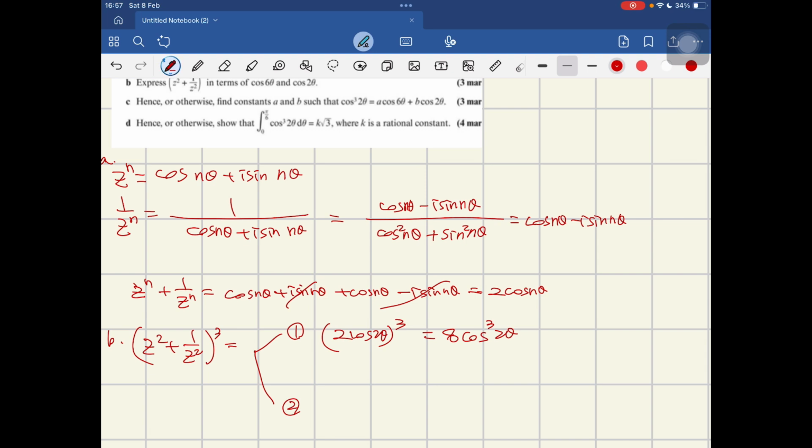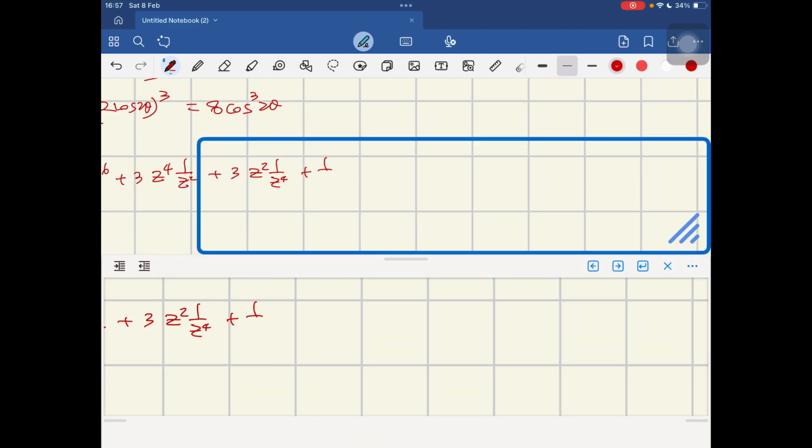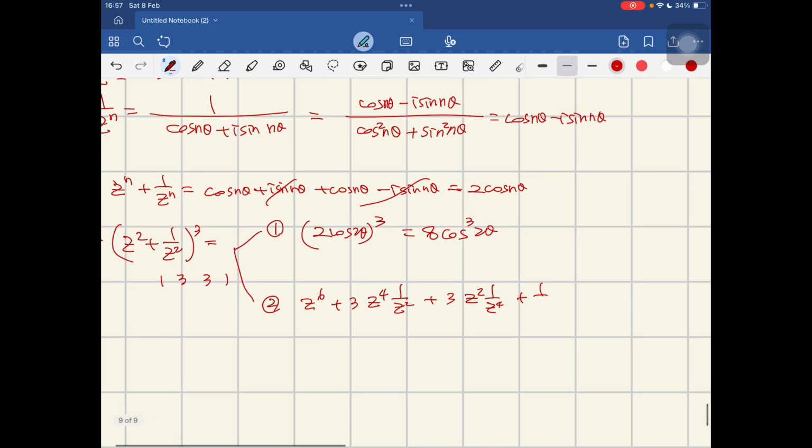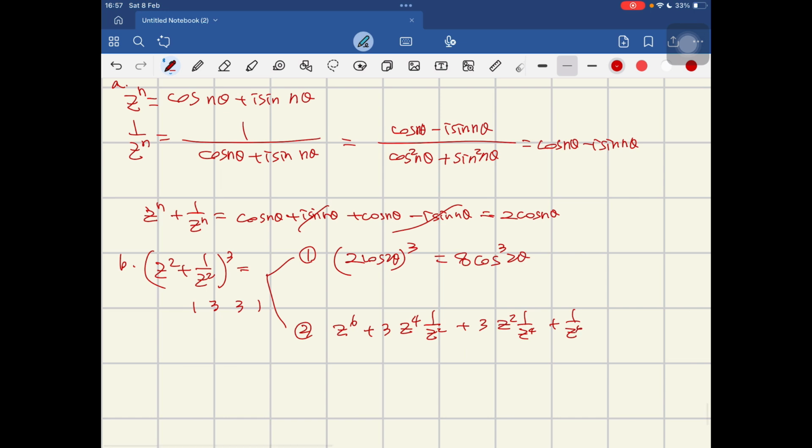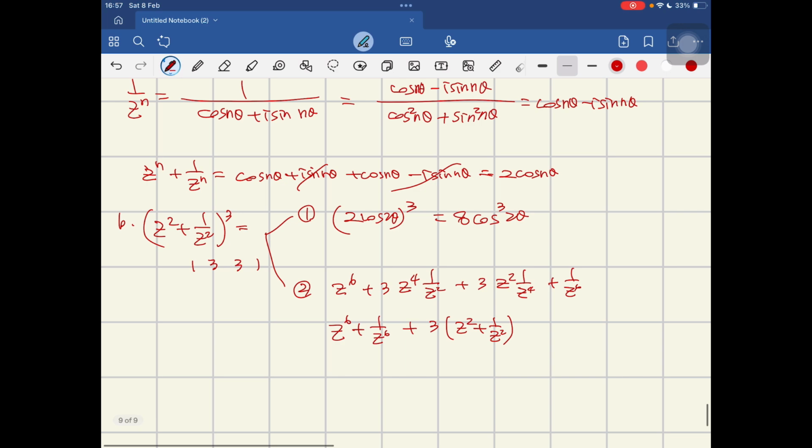And with the binomial expansion 1 3 3 1, we get z to the power of 6 plus 3 z to the power of 4 times 1 over z squared, plus 3 z squared times 1 over z to the power of 4, plus 1 over z to the power of 6. So z to the power of 6 plus 1 over z to the power of 6, plus 3 (z squared plus 1 over z squared). They are together, they are equal.